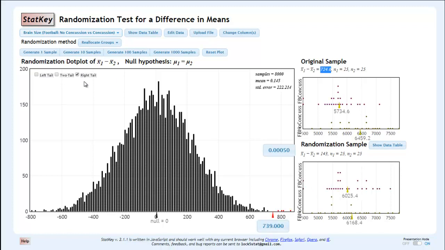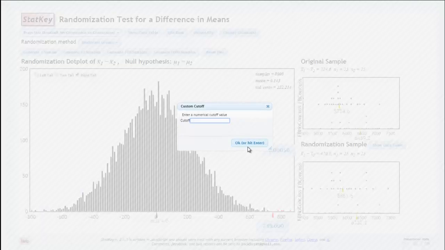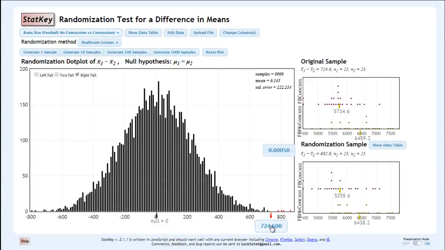So to find the proportion that is more extreme or as extreme as that, I'm going to click on the right tail button. Once I've clicked on right tail, then I enter in the value of my sample statistic, which in my case was 724.6. Once I put that in there, then this little floating bubble up here is the proportion of values that were as extreme or more extreme than my sample statistic.